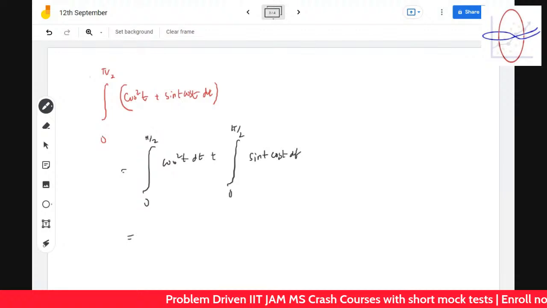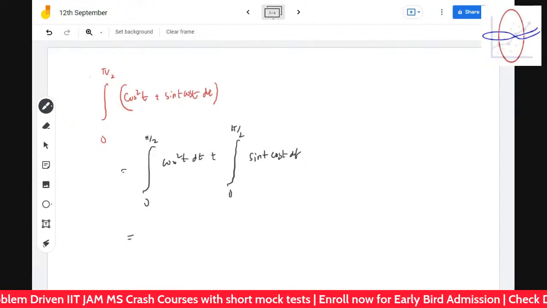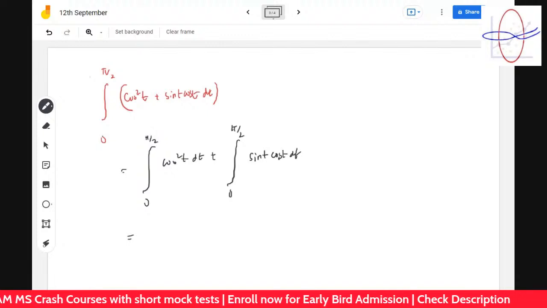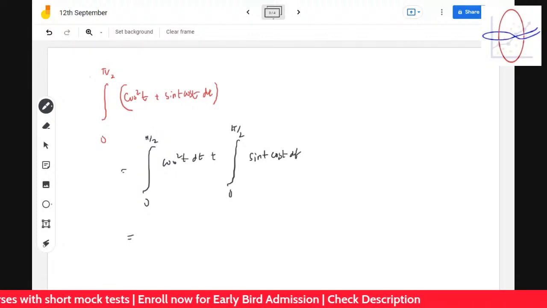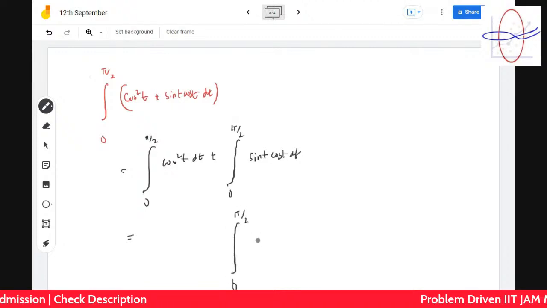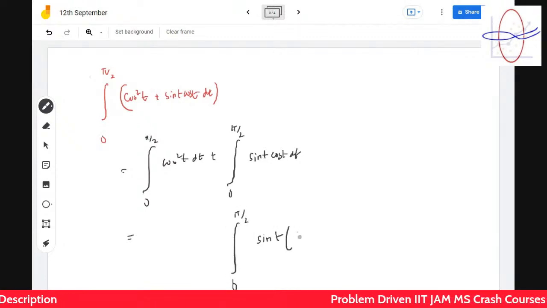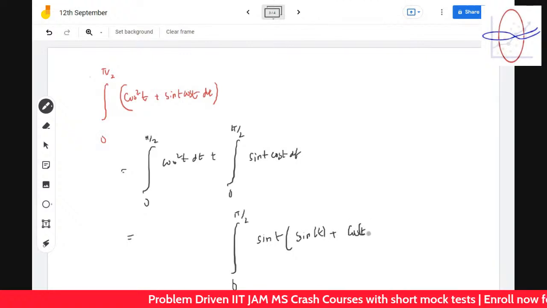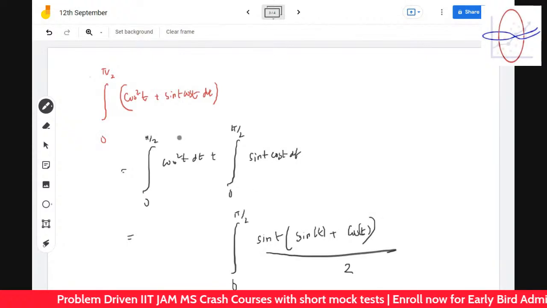So the final result will come out to be sin t into (sin t plus cos t), by 2. That is the final result that will come out. I'm leaving this as an exercise. I've done it before, so it turns out to be sin t into (sin t plus cos t) whole by 2. How you're going to do this is very easy.